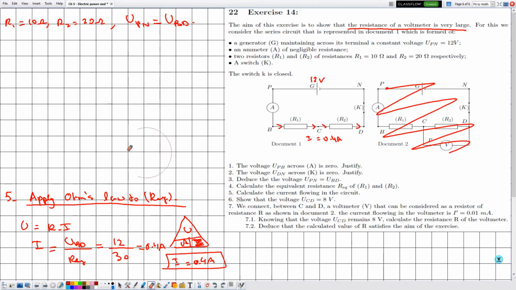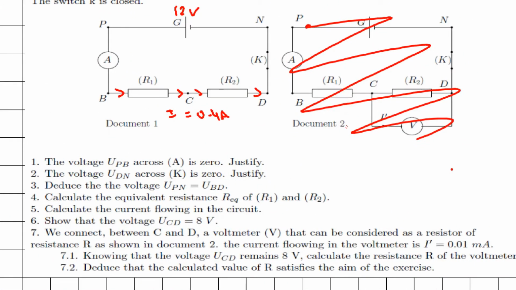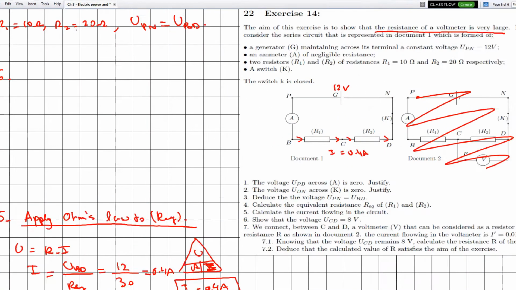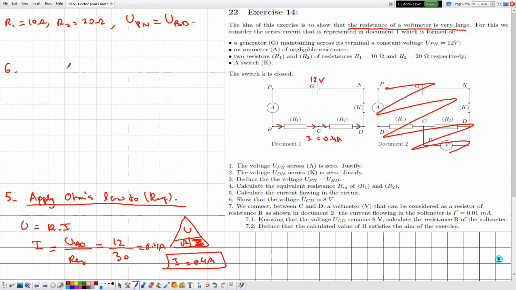So I have erased this circuit knowing that I will not use it in the coming parts. Now in part 6 they are telling me to show that the voltage UCD is equal to 8 volts. Notice that the voltage UCD can be determined by at least 3 different methods. Here, because we know the value of the current traversing R2 and we know that the value of R2 is 20, simply UCD can be determined by applying Ohm's law to R2.